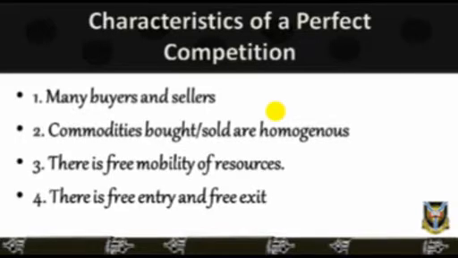3. There is free mobility of resources. There is complete openness in buying and selling of goods, that is, there is free movement of goods and services and resources in the market in response to market signals. 4. There is free entry and free exit, that is, any firm is free to enter the market and free to leave at will. Whenever the industry is earning excess profits, some new firms attracted can gain entry, but in case of loss, firms are free to leave.